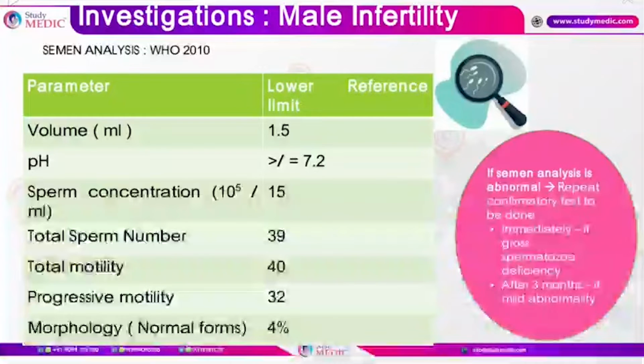If semen analysis is abnormal, then what should be done? Repeat the test to confirm the diagnosis. It can be done immediately if gross spermatozoa deficiency has been noted, or after 3 months if there are mild abnormalities in the semen factor.